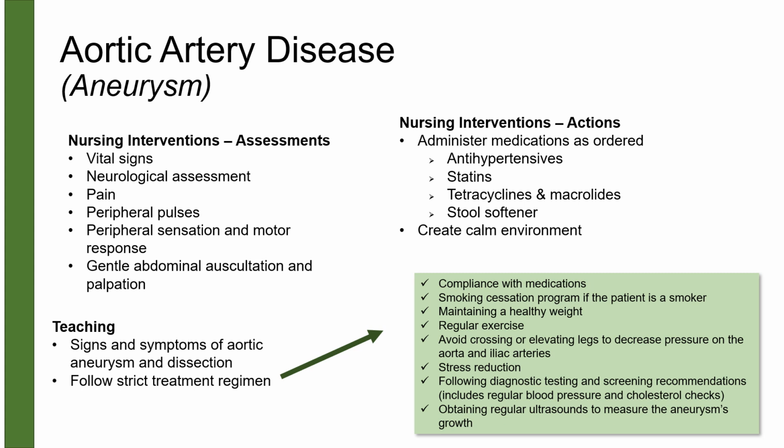So we're going to give our medications: antihypertensives, statins, and also tetracyclines and macrolides. These classes of medications can inhibit the abdominal aortic aneurysm's progression by reducing infections in that aortic wall. Because remember, the injury to the wall kind of prompts our immune response. So these medications can actually minimize that AAA, abdominal aortic aneurysm, from getting worse due to that. And then we want to create a calm environment because stress can raise your blood pressure and put more stress on that aneurysm.